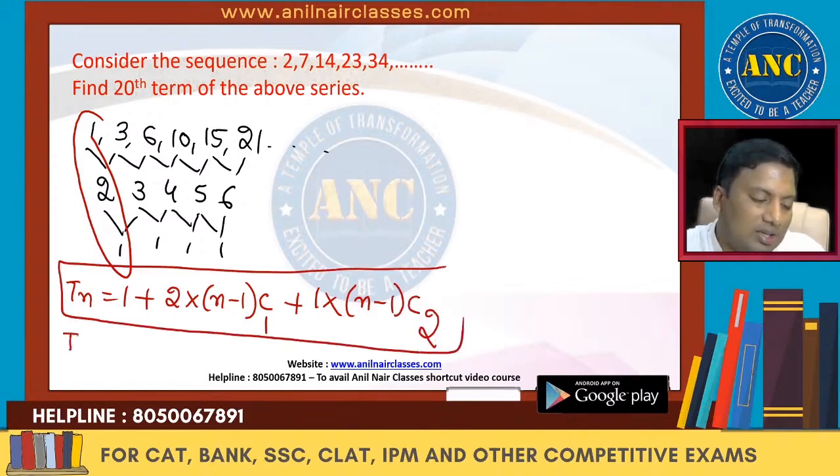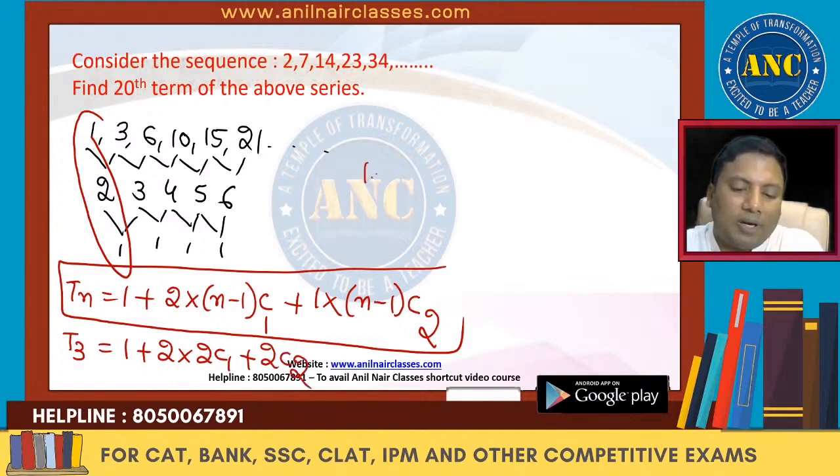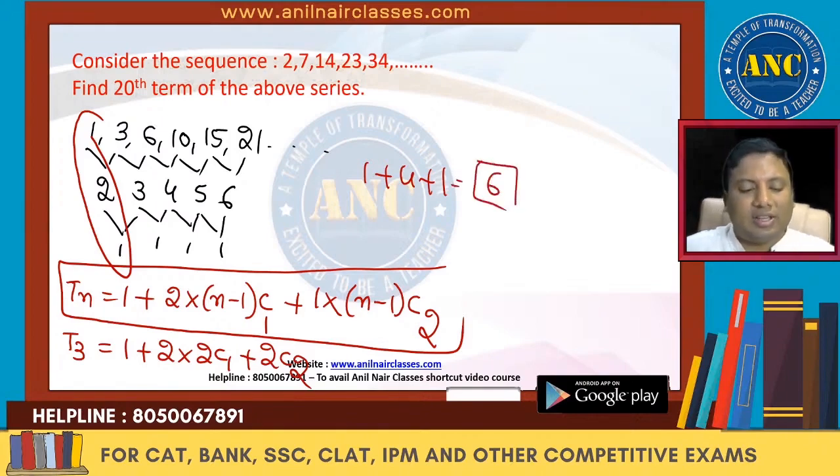Let us see T3. T3 is 1 plus 2 into (3 minus 1) C1 plus (3 minus 1) C2, that is 2 C2. 1 plus 2, 2s are 4, plus 2 C2, which is nothing but 1. 1 plus 4 plus 1 is nothing but 6. I hope the idea is clear.